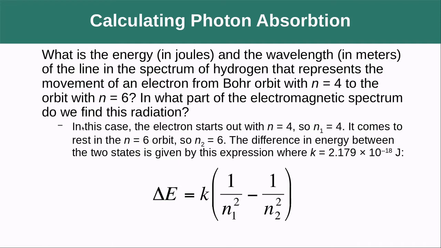Okay, so in this case, the electron starts out with n equals 4. So n1, this first one here, is going to be a 4. And it comes to rest in n equals 6. So n2 here is going to be 6. The difference in energy between the two states is given by this expression. And we have our K value here of 2.179 times 10 to the negative 18 joules. We'll plug it in there.